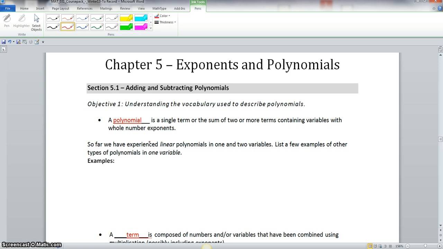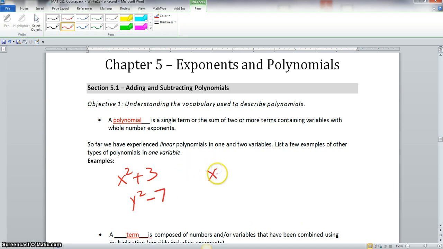List a few examples of other types of polynomials in one variable. Okay, we got x squared plus 3. We got y squared minus 7. We can also have x squared plus negative 15, and so on.